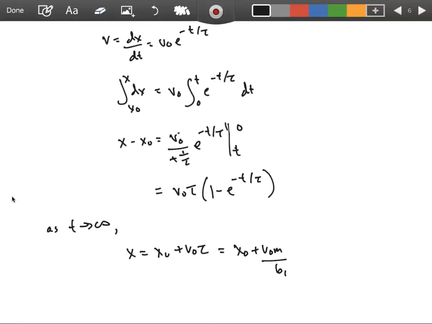So in this case, we can see that everything here is actually finite. x0 is just whatever the initial position was, which I can always call 0. v0 is just whatever the initial velocity was, which is finite. m and v0 are both finite. So indeed, again, this thing travels a finite distance.